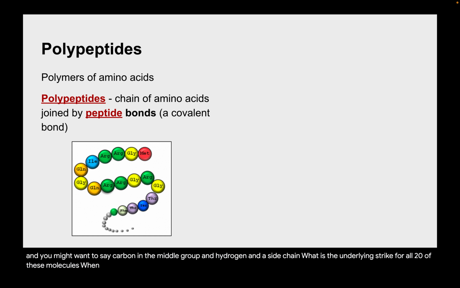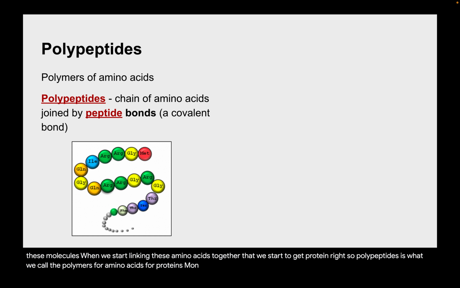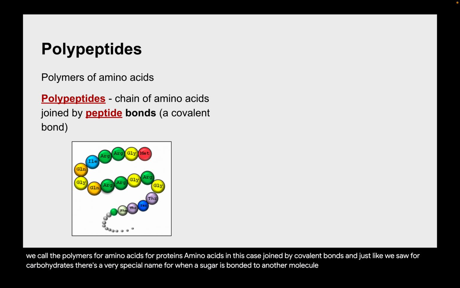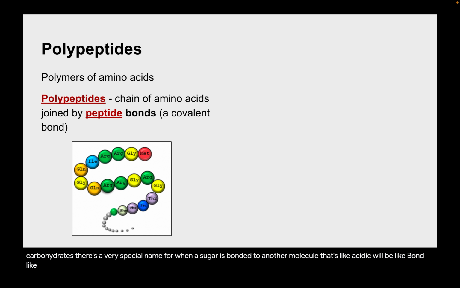Now it's when we start linking these amino acids together that we start to get proteins, right? Polypeptides is what we call the polymers for amino acids, for proteins. Polypeptides are a chain of monomers, the monomers being amino acids in this case, joined by covalent bonds. And just like we saw for carbohydrates, there's a very special name for when a sugar is bonded to another molecule. That's a glycosidic covalent bond. This one also has a special name, which we would call a peptide bond. Bonds holding amino acids together.